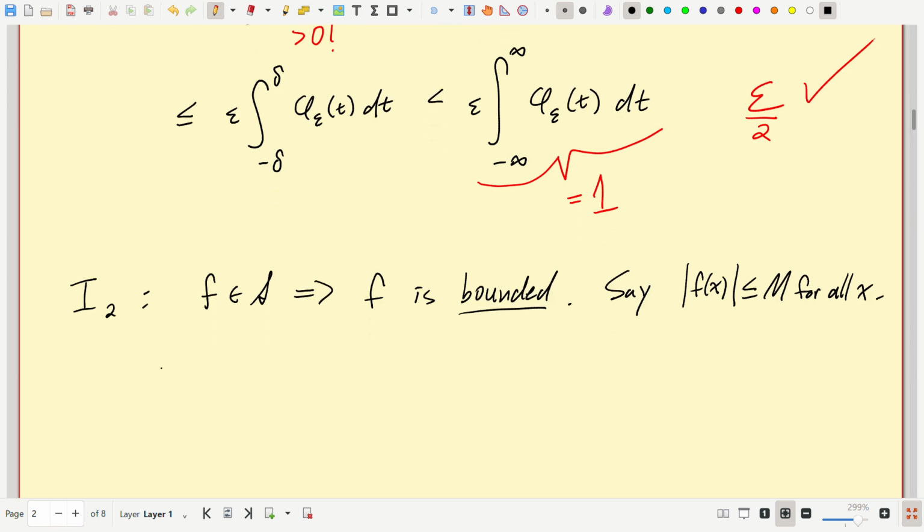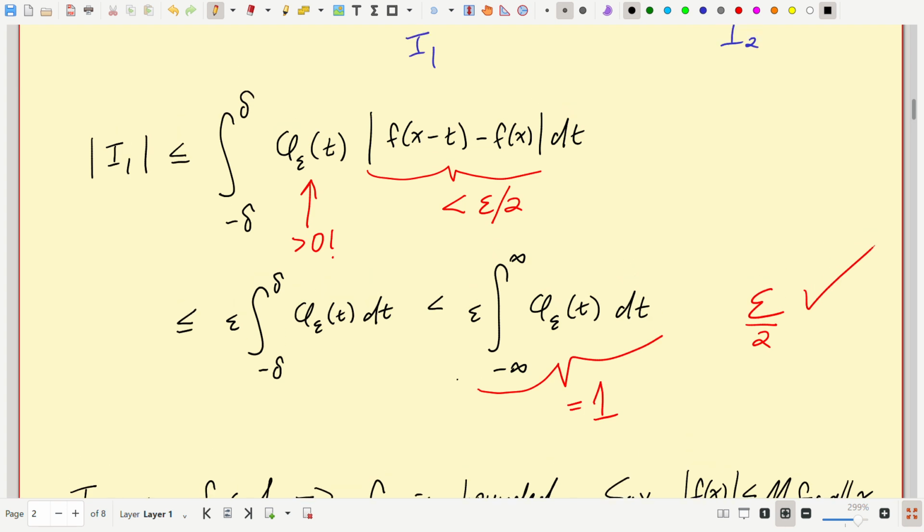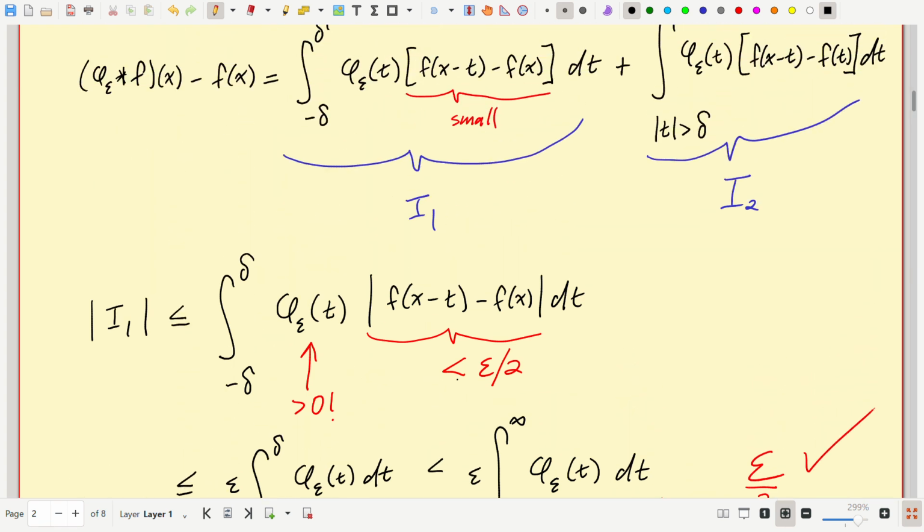Then when I estimate I2, I'd get that it's less than or equal to the integral around gamma where t is bigger than delta of phi sub epsilon of t. And then when I take this here, I'd get m plus m. When I take the absolute value underneath the integral, I get two of those. I get f of x minus t, which I bound by m, and I get f of t, which I bound by m. So I get 2m when I do that.